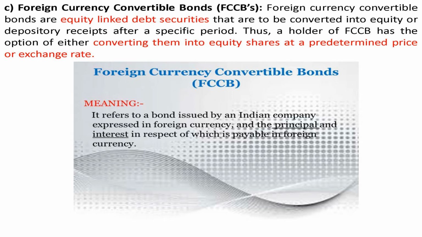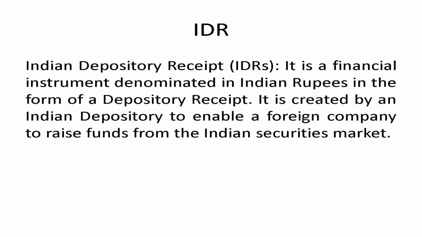Foreign Currency Convertible Bonds (FCCBs). Foreign currency convertible bonds are equity-like debt securities that are to be converted into equity or depository receipt after a specified period. Thus, a holder of an FCCB has the option of converting them into equity shares at a predetermined price or exchange rate. IDR, Indian Depository Receipt. It is a financial instrument denominated in Indian rupees in the form of a depository receipt. It is created by an Indian Depository to enable a foreign company to raise funds from the Indian security market.